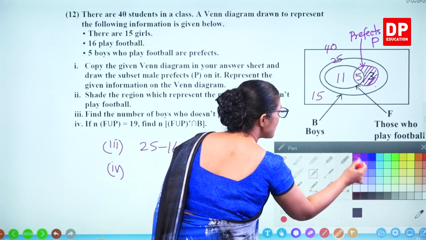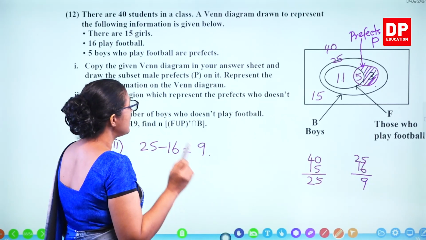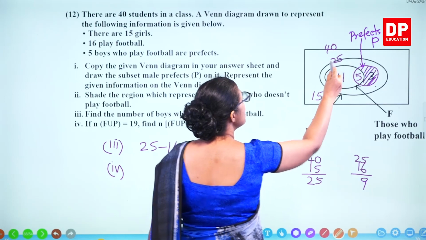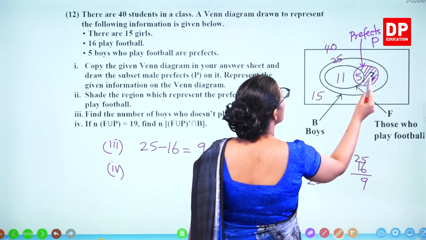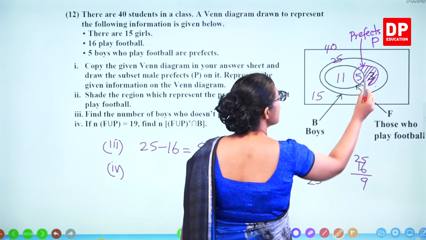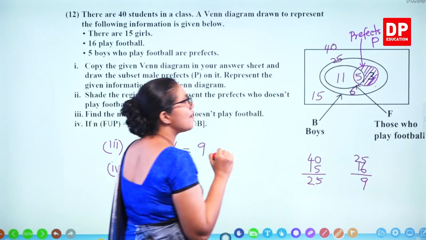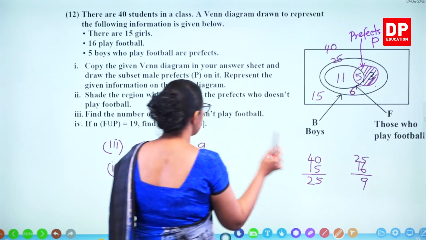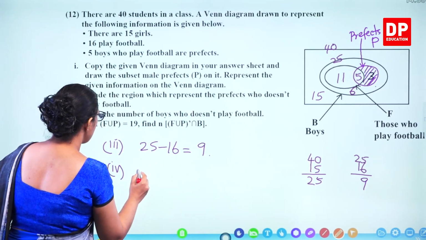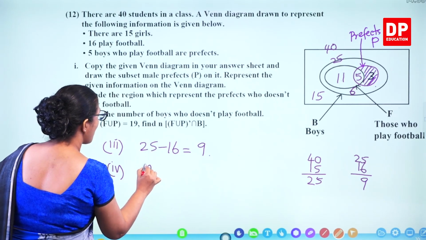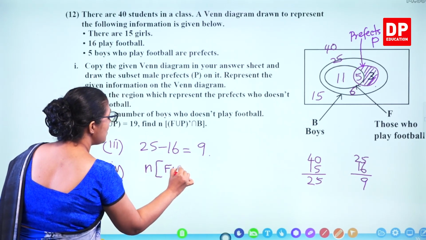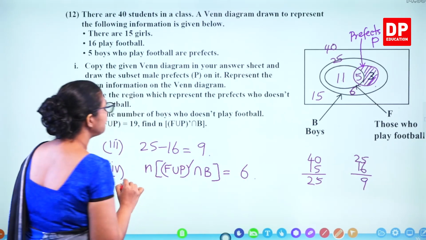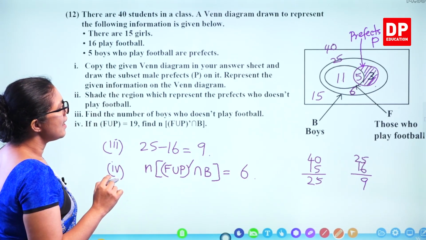Now we can find out this part. Find the number of elements in F union P dash, that means this part, intersect with B. So we found out 9 is this and this. So 9 minus 3, this becomes 6. Because this part and this part all together, that's 9. Easily we can find out the number of elements in F union P dash intersection B is 6. So that's the last part.